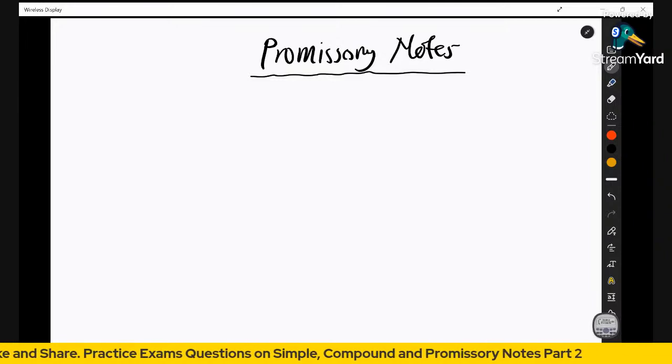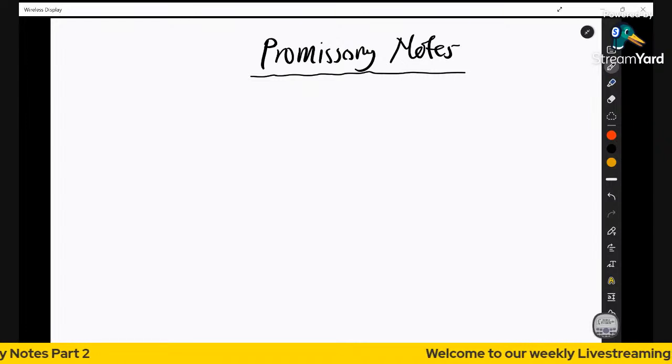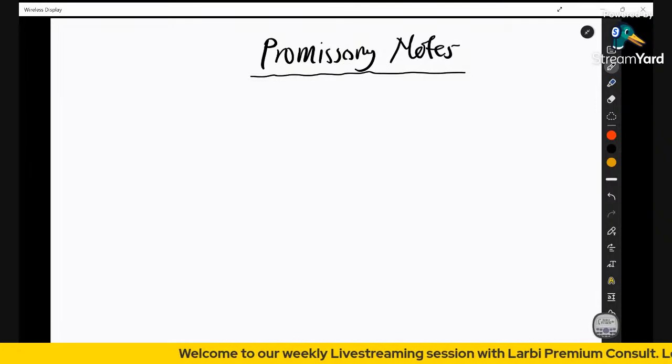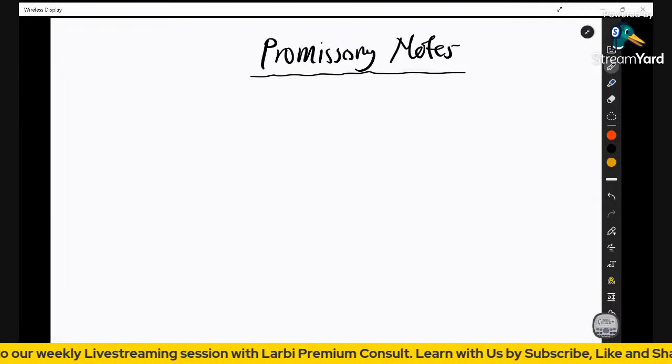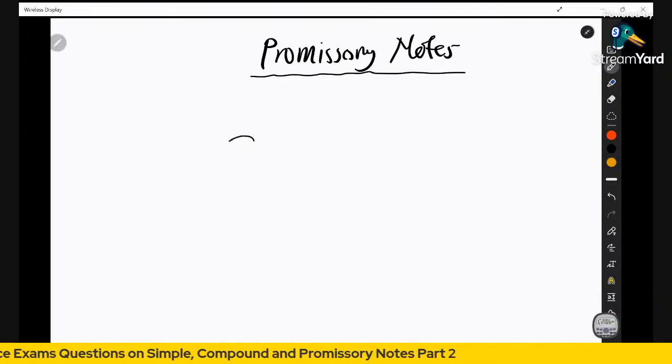So today we are looking at promissory notes. What is a promissory note? Remember, as part of the transactions that we deal with in an organization, or with other people outside the organization, a promissory note is another form of transaction that we can use for making payment.